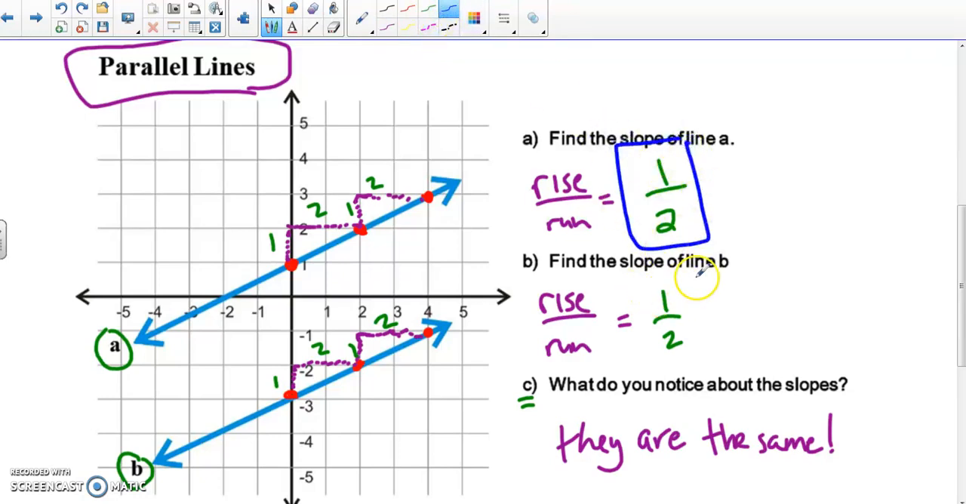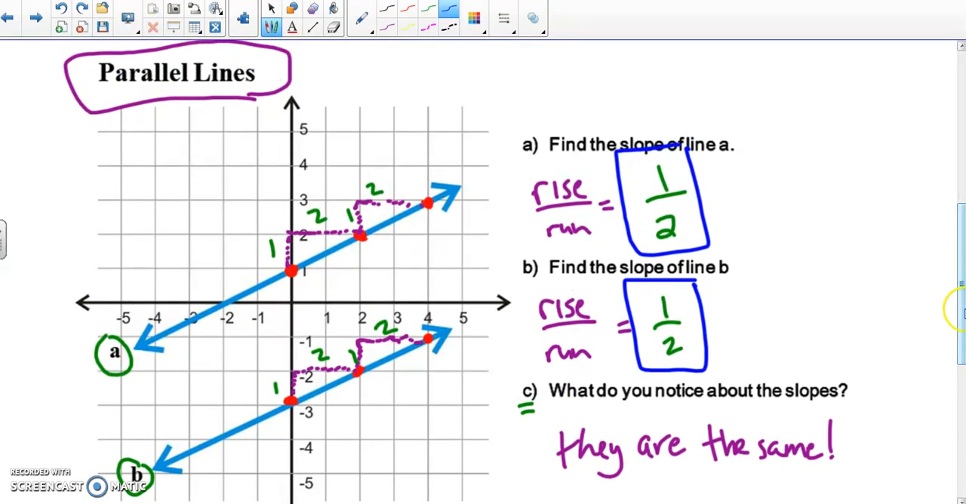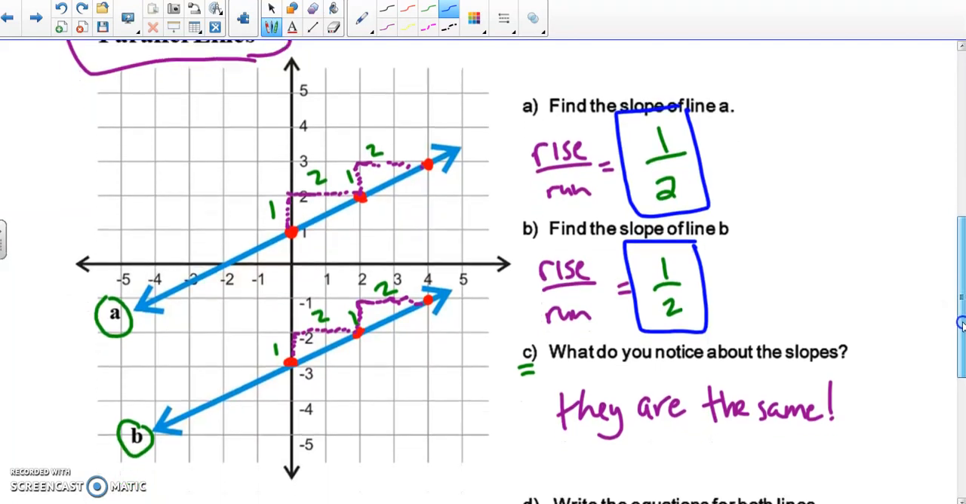1 over 2, rise over run, there's your slope. And what do you notice? They're the same. So that's a very important observation. Parallel lines have the same slope.